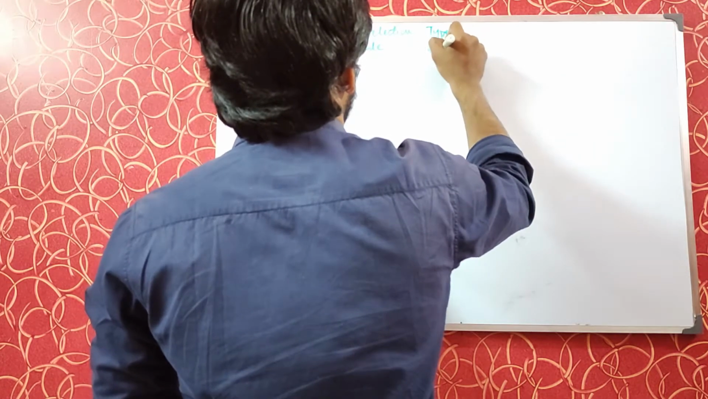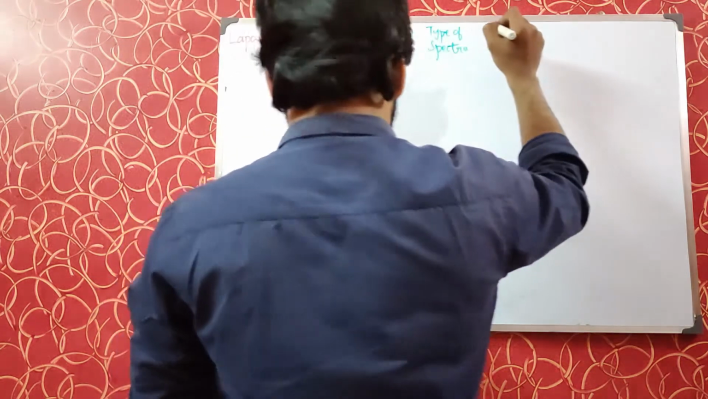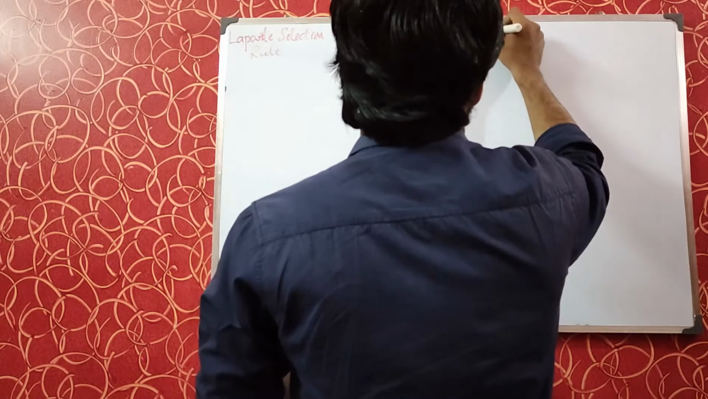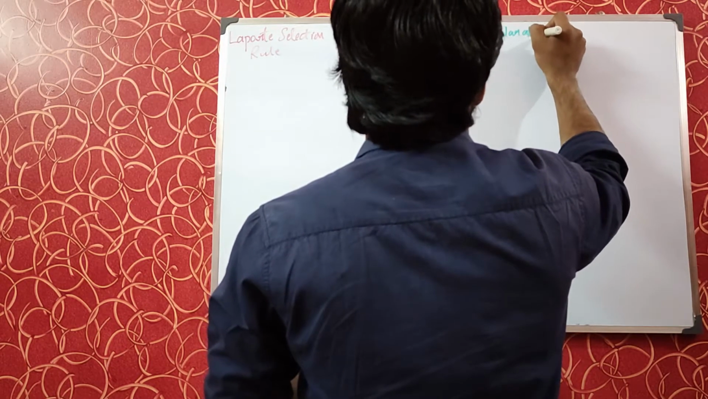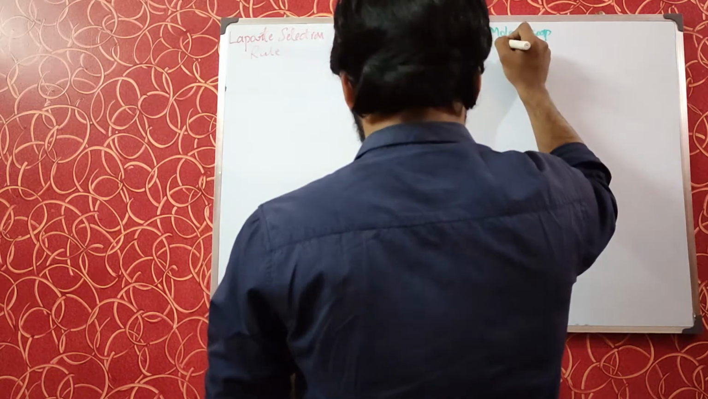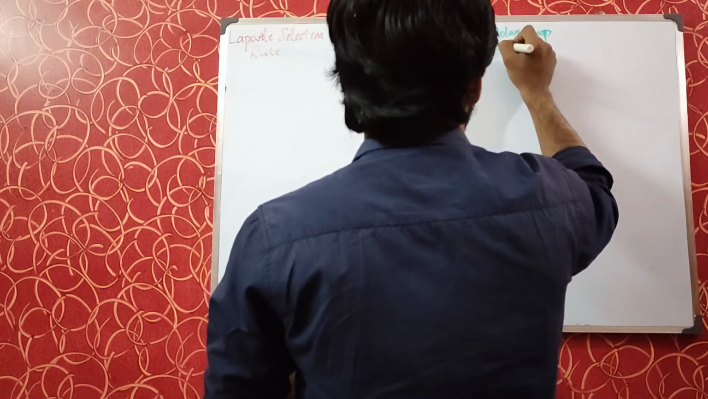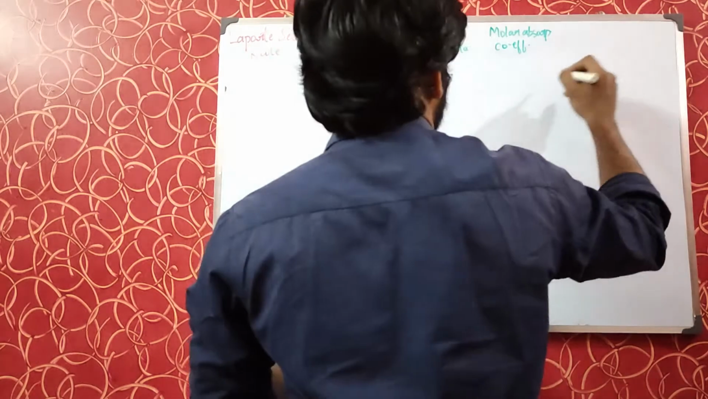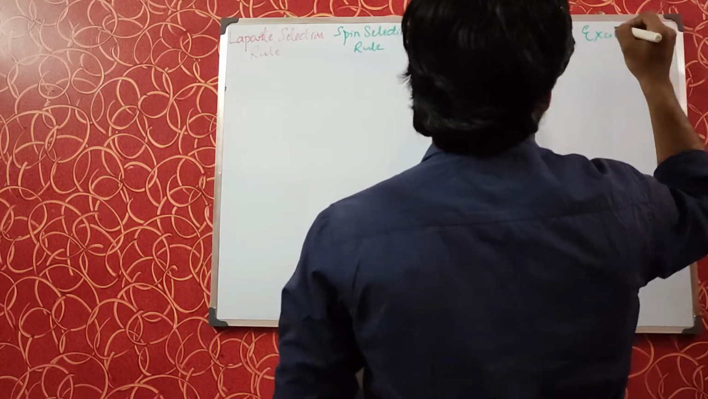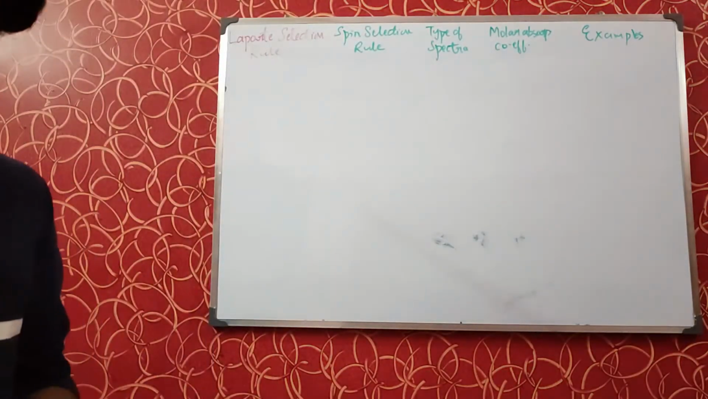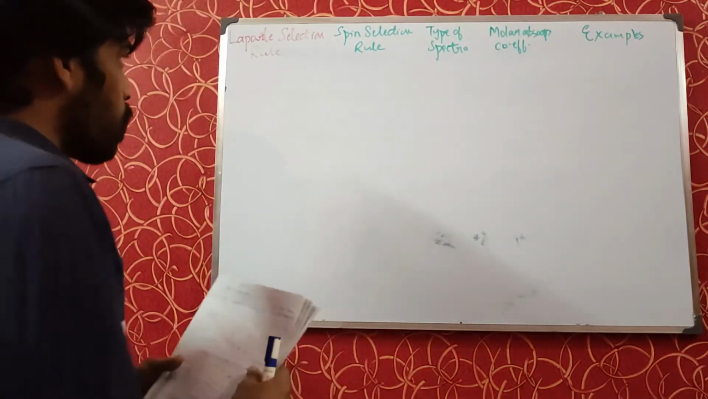and then we have the type of spectra, we have molar absorptivity coefficient, and this last we have examples. Okay, so let's start with the one which has both allowed.